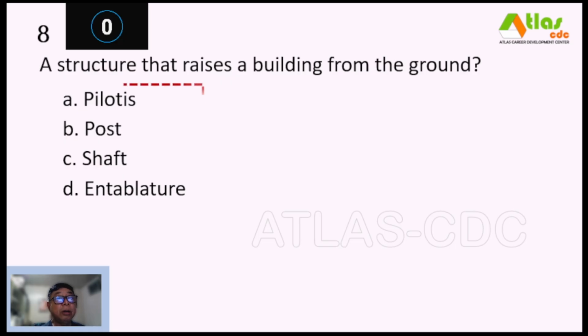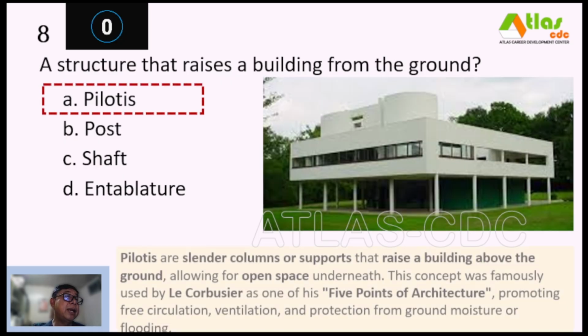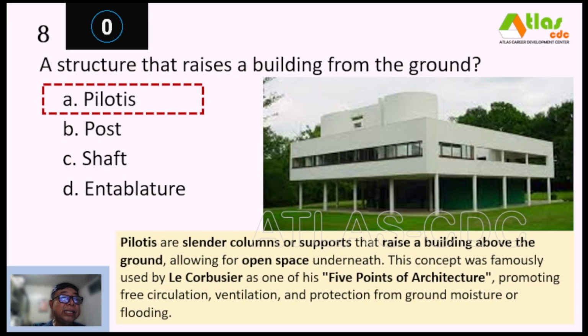And our correct answer is letter A, pilotis. So pilotis are slender columns or supports that raise a building above the ground, allowing for open space underneath. This concept was famously used by Le Corbusier as one of his 5 points of architecture, promoting free circulation, ventilation, and protection from ground moisture or flooding.